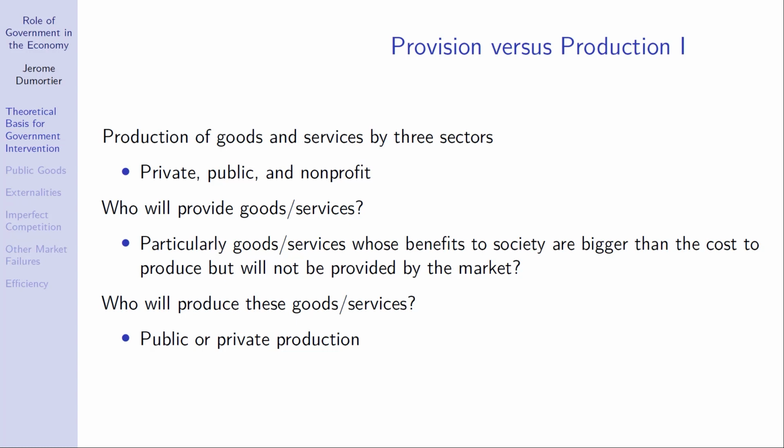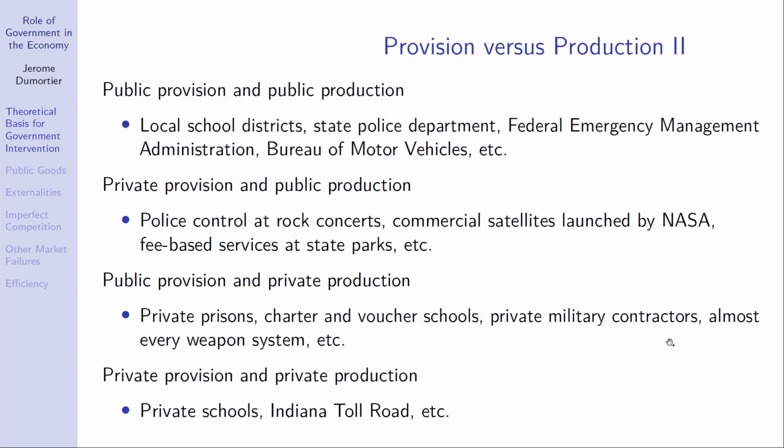Then also, the question is, once you know that a particular good or service should be produced, then the question is, should there be a public or should it be a private production? Now let us look at some examples. First, we are going to look at public provision and public production.